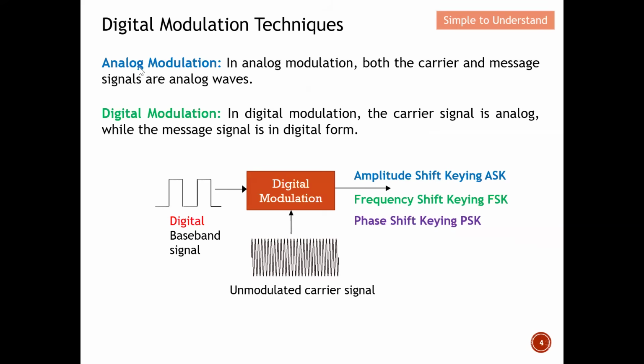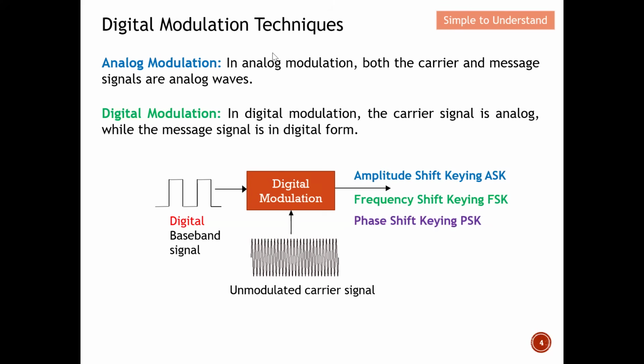Let's quickly understand the key difference between analog and digital modulation. In analog modulation, both the carrier and the message are analog waves. Imagine this is an analog modulation, which means that the modulating signal is analog rather than digital. The modulating signal has an analog wave, while the carrier is also an analog signal. With this, we call it analog modulation.